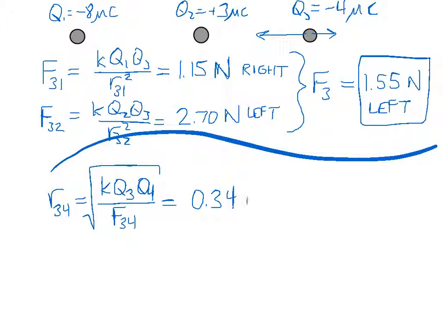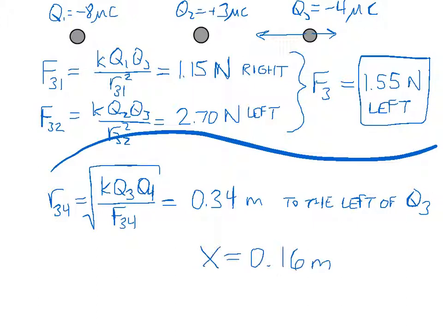0.34 meters. So it's 0.34 meters to the left of Q3. So to get a more specific answer, since Q3 is located at 0.5, 0.34 to the left of that would put you at X is equal to 0.16 meters. So it's actually located somewhere in this region. That's where the Q4 would be, and that X equals 0.16 meters is your final answer.